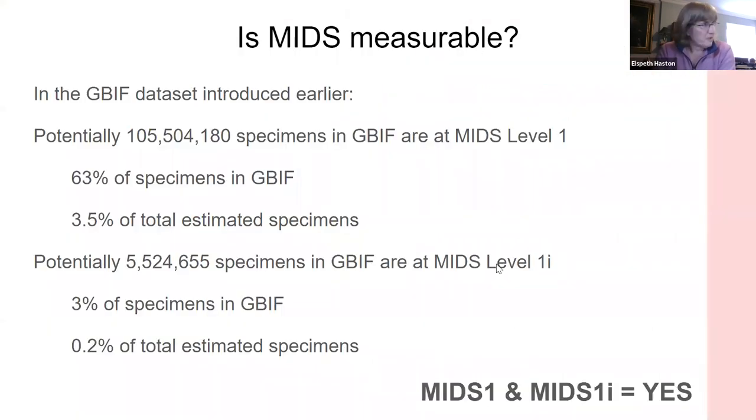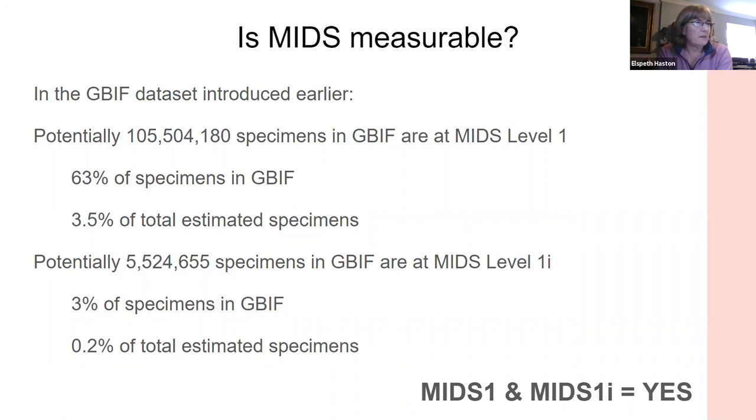So is it measurable? When I was looking at the GBIF dataset that I talked about earlier, we have potentially about 105.5 million specimens in GBIF, which from the measures that we've used are currently at MIDS level one. So essentially that's about 63% of specimens in GBIF currently achieving MIDS level one. That's good news. This equates, if we look at 3 billion specimens, to about 3.5% of total estimated specimens.